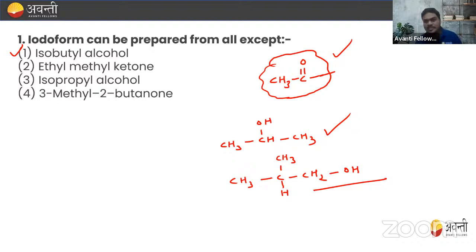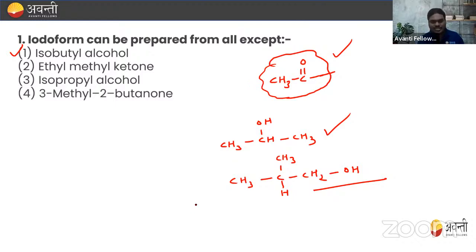सबको समझ आया क्या? एक बार जल्दी बताओ. जिन्होंने ऑप्शन 3 बोला था उनको समझ आया क्यों गलत है? A is the correct answer, right? I'm talking about those who say option 3 is correct. उनको clear हुआ क्या? Why isopropyl alcohol is incorrect? Because in this question they are asking iodoform can be prepared from all except किससे prepare नहीं किया जा सकता, right? Yes, very good beta.